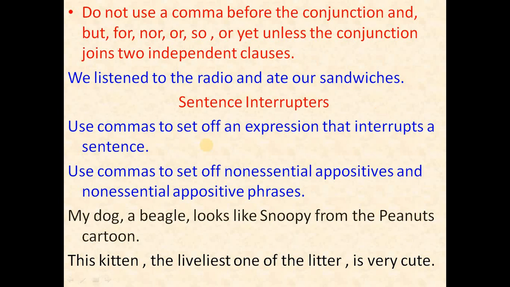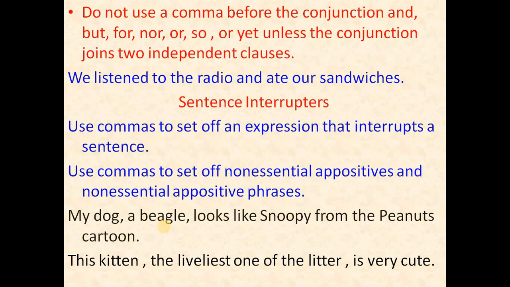Okay? With sentence interrupters, we must use commas to separate them if they are non-essential. What are sentence interrupters? They are expressions that interrupt the meaning of a sentence. These expressions could be words, could be phrases, and so on. So, if there is an interrupter that is non-essential to the meaning of a sentence, we can set it off by using a comma.